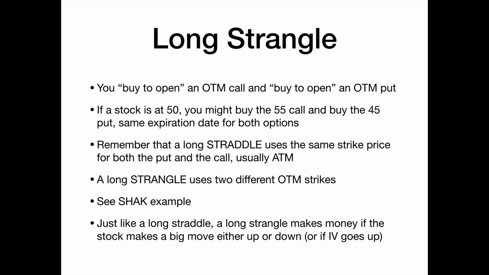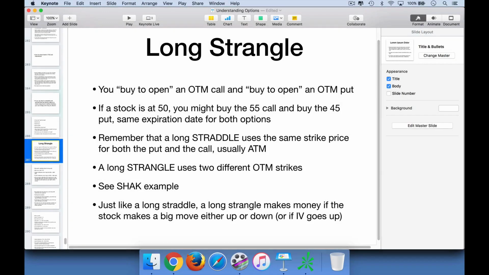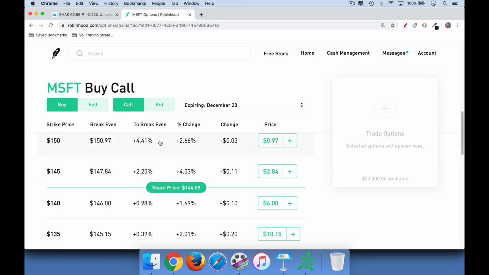Now remember that a long straddle uses the same strike price for both the put and the call, and you're usually constructing that right at the money. Whereas a long strangle uses two different out of the money strikes. So I thought I'd show you a chart just to sort of clarify this.